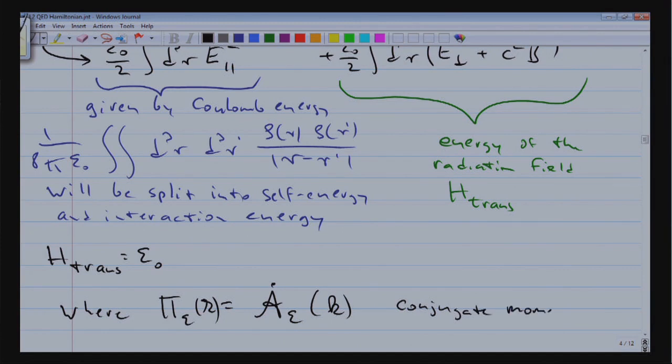So now focusing on energy, we of course reduce everything as before to the vector potential and its derivative. So we sum over polarization. We integrate over all Fourier components.